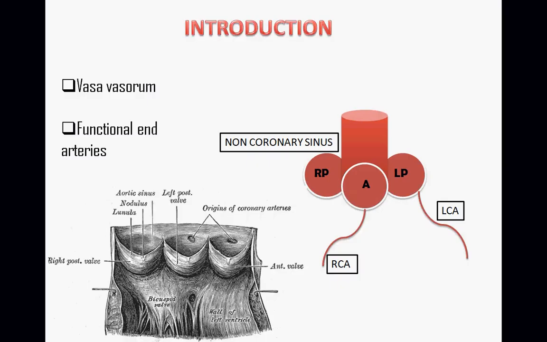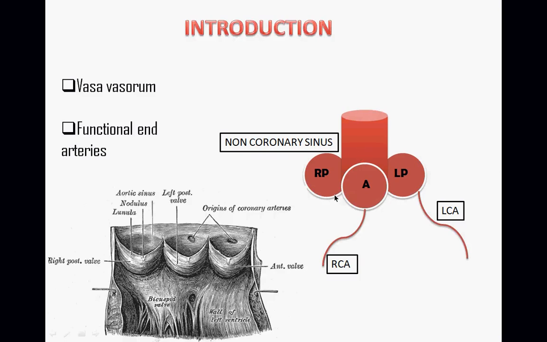or true end arteries. But in case of coronary arteries, they are referred to as functional end arteries. So why is that? Because they are anatomically not end arteries, because they have collaterals, but the collaterals are very ineffective. Which means when there is a sudden obstruction in one coronary artery, all these collaterals do not open up suddenly and supply the artery. So they go for necrosis. So these coronary arteries are functional end arteries, and they are vasa vasorum of the ascending aorta.